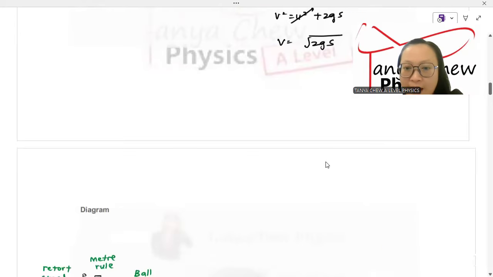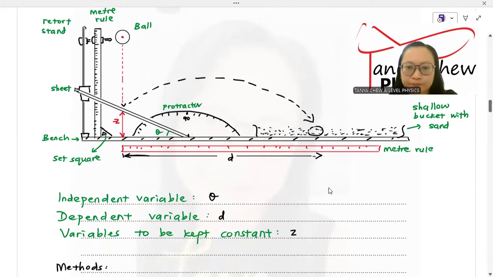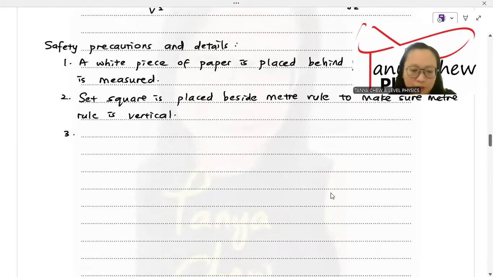So that is why I place a shallow bucket, a bucket that is not so high, just in case the ball hits the sides of the bucket. And then I fill the bucket with some fine sand in order for the ball to stay still once it hits the bench, when it is dropped onto the bench. So I say fine sand.